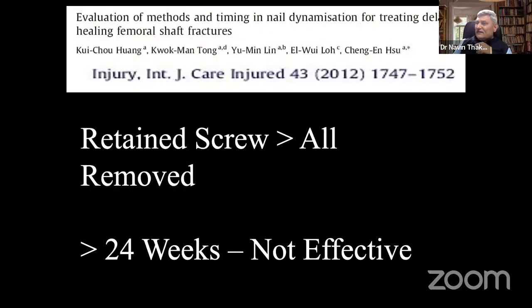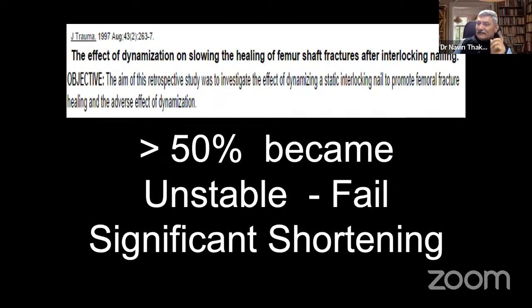So the principle, this is the paper, this is the evidence: evaluation of method and timing in nail dynamization for treating delayed healing femoral shaft fracture. Retained screws are better than all screws removed. More than 24 weeks, it is not effective. That is what the finding has been in many papers. Another thing, more than 50% become unstable and fail. Significant shortening happens when there is a combination. So more than 50% fail on dynamization.